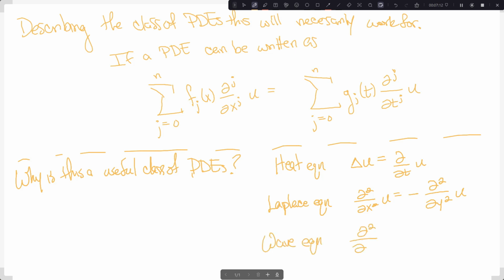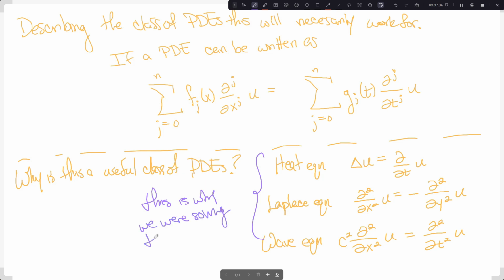The wave equation, partial squared partial x squared u, even I can put a c squared in front of it, equals partial squared partial t squared of u. Everything is in terms of x on the left and in terms of t on the right. And so this is, in essence, why we were solving these with separation of variables.